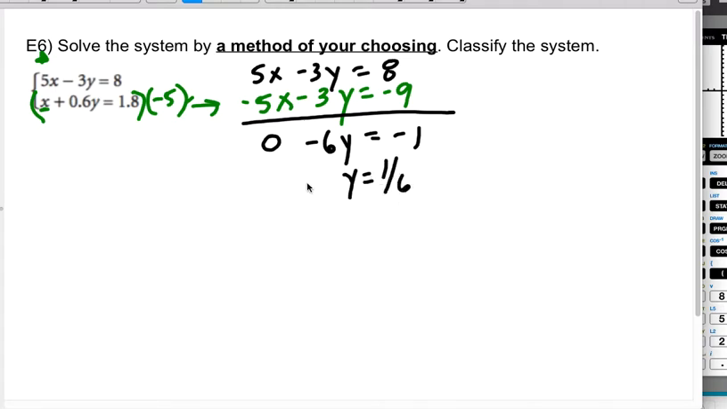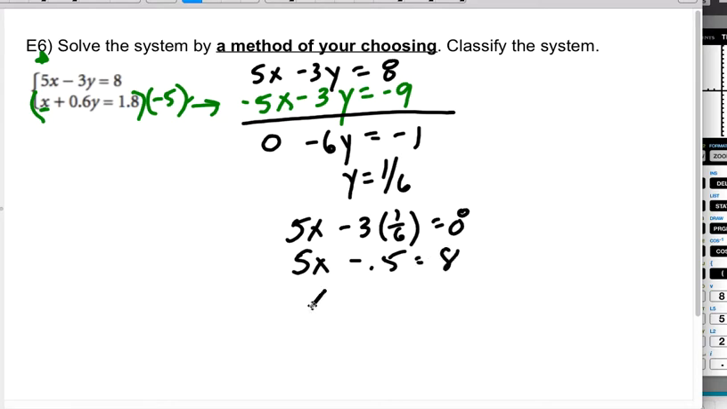Once you know that your y is 1/6, there's a couple different options that you can use to clean this up. I'm guessing most of you are going to opt to plug into the one that does not have a decimal. So you're probably going to do 5x minus 3 times this 1/6 equals 8. So you're going to get 5x minus 0.5 is 8. So you're going to get 5x is 8.5, which means x is 1.7, because 85 divided by 5 is 17, right? You would have gotten the same thing in the other direction.